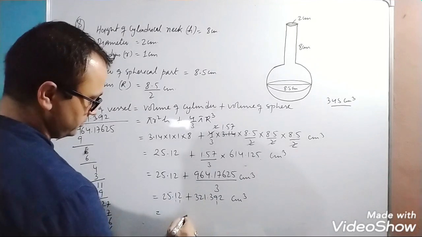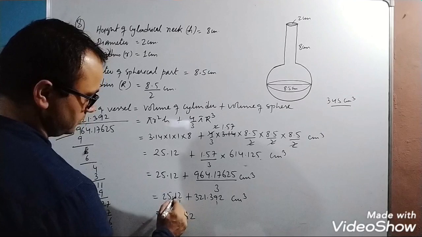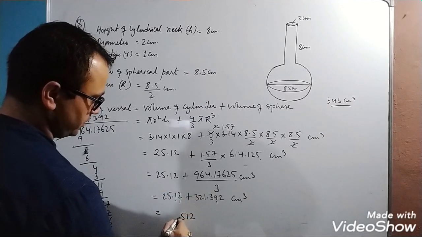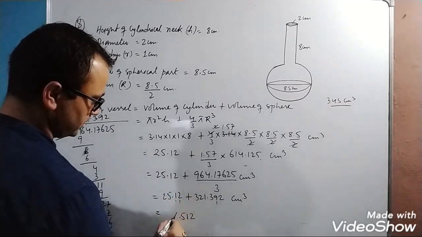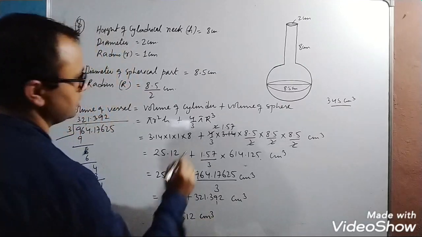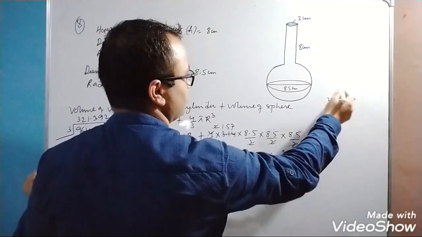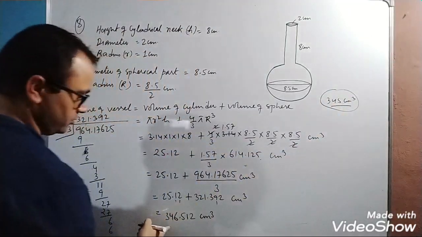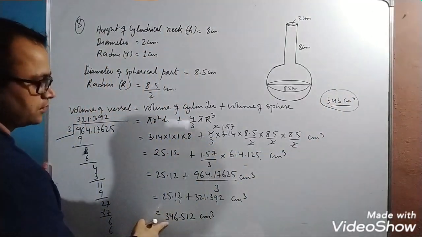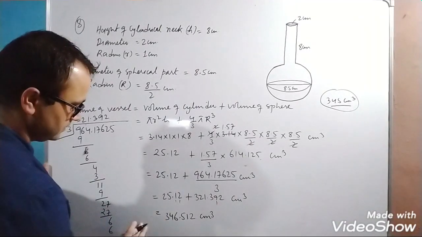Now add this: 346.512 centimeter cube. So the answer given was 345, and now our calculation is 346.512. So it is not correct.